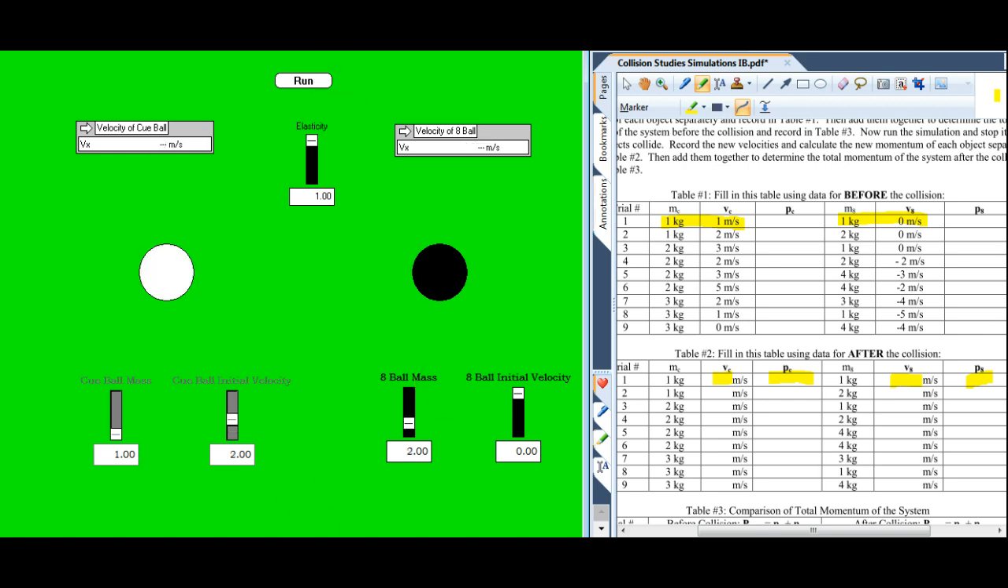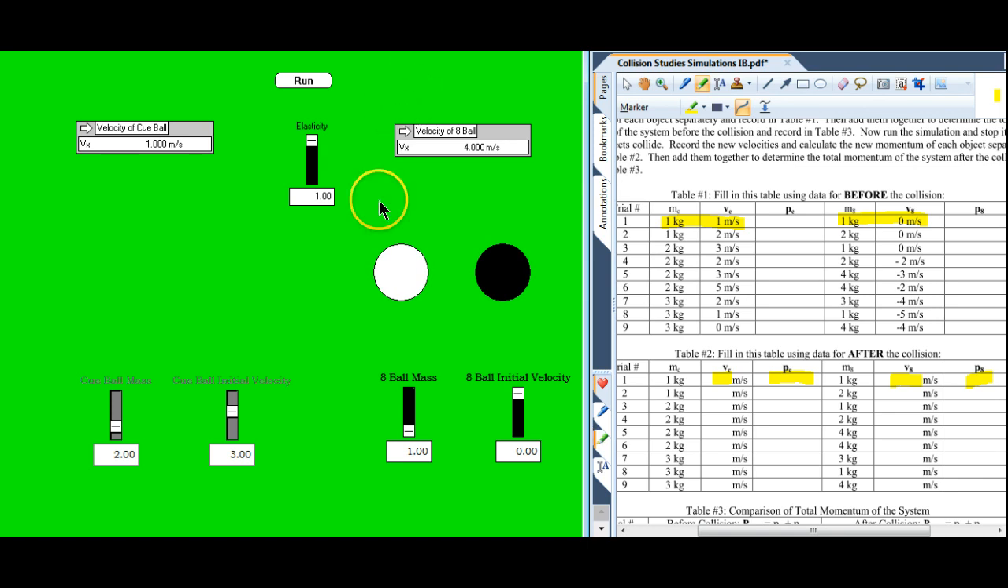Okay, here's the second trial. They're gonna run together. It's a 2 and 1. We get -0.67. I'm gonna round off to two figures, and -1.33, +1.33, to the right being positive, to the left being negative. Okay, we're on trial number 3. All right, after it's 1 for the cue ball and +4 for the 8 ball.